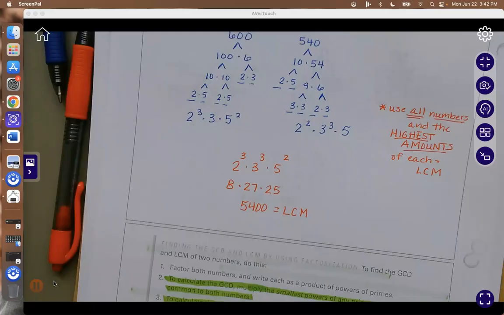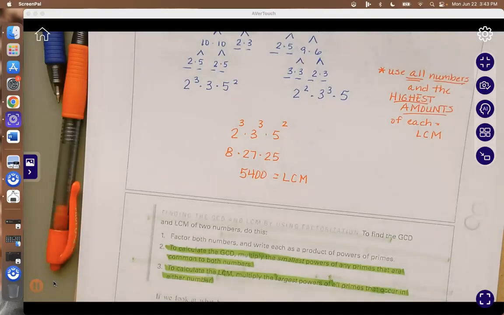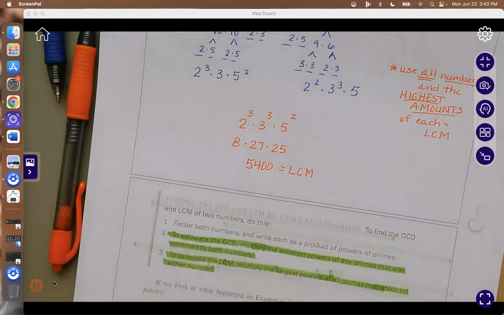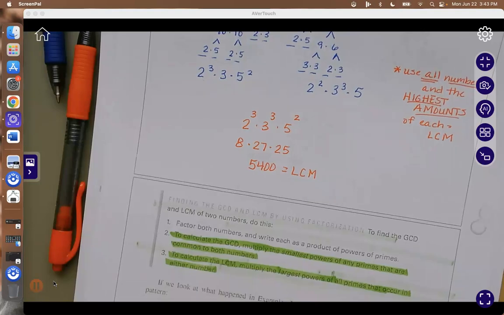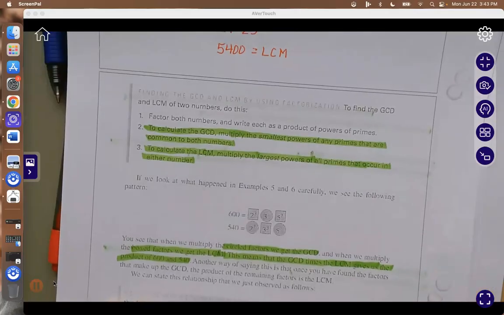So, if we look and see what we see in example 5, look what we notice. You see that we use the circled factors to get the GCD. And we multiply the box factors to get the LCM. This means that the GCD times the LCM gives us the product of those. So which ones you don't use for the GCD are the ones you use for the LCM. Okay?